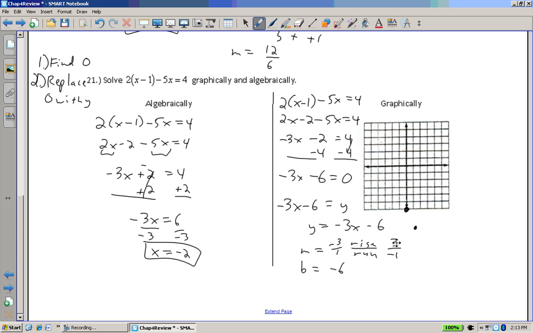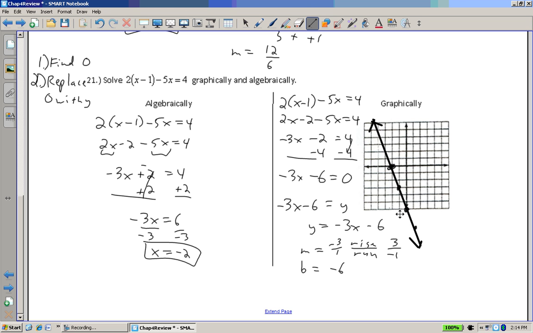So now I'm going to rise 3 and run negative 1. 1, 2, 3, run negative 1. Now I'm heading the right direction. I'm trying to hit the x-axis. Again, rise 3, run negative 1. So now I have actually hit the x-axis. That's what I wanted. Now I can graph my line.